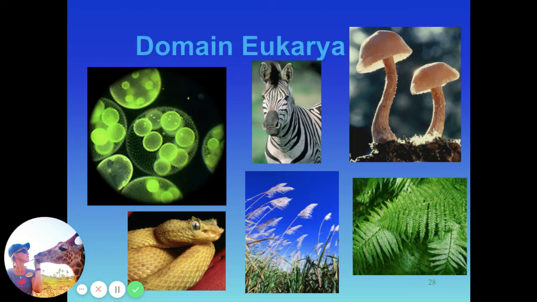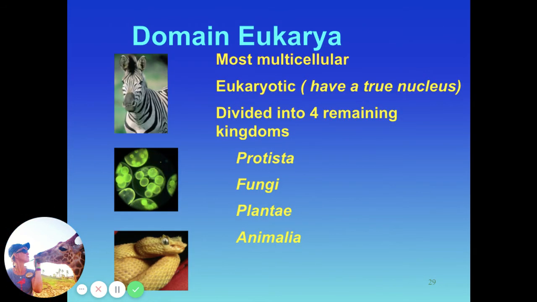The next domain we're going to talk about, the third domain, is domain eukarya. Everything on this slide belongs to domain eukarya, so it is a very diverse domain. Here are the characteristics to write on your foldable for domain eukarya. Many of them are multicellular. They are eukaryotic, meaning in this case, they actually have a true nucleus with a nuclear membrane that separates the nucleus from the rest of the cell. They are divided into 4 remaining kingdoms: Protista, fungi, plantae, and animalia.